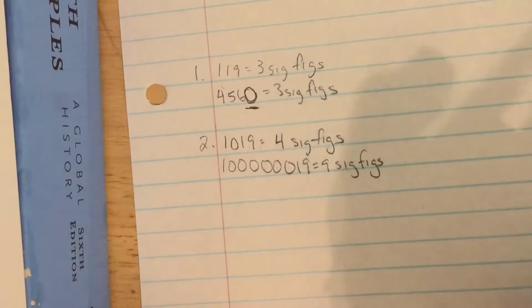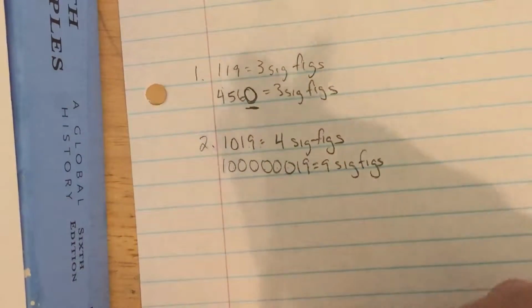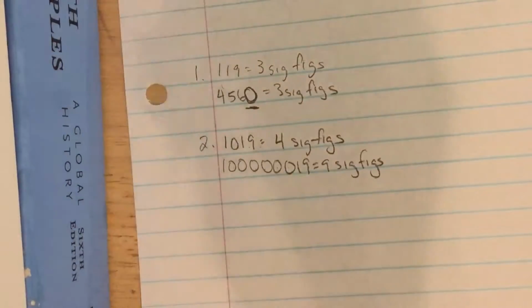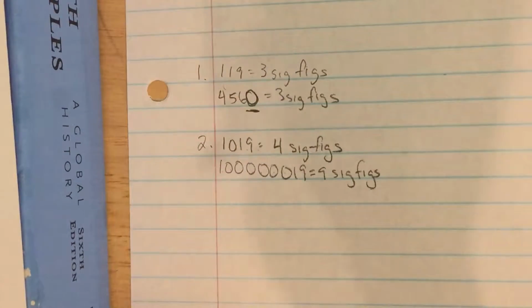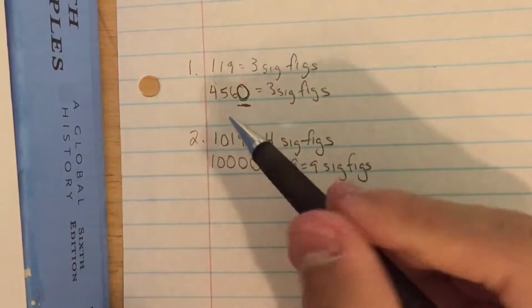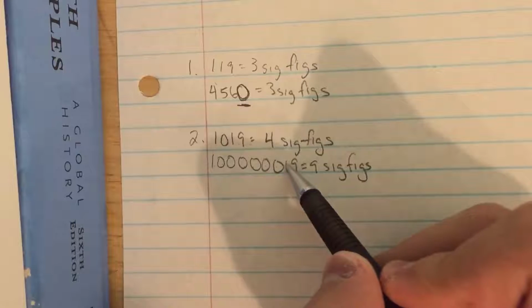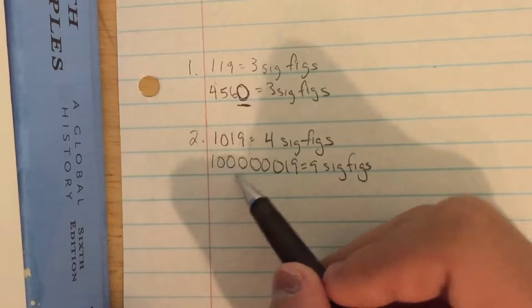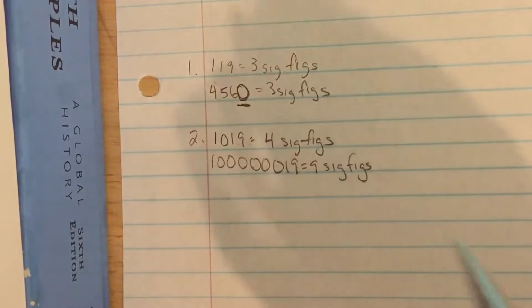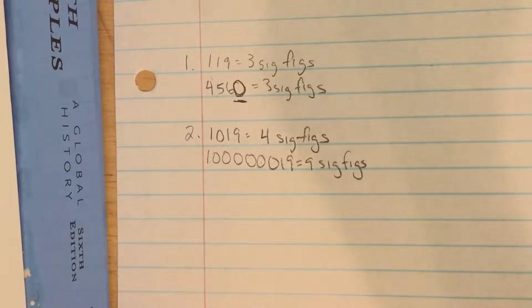Sandwiching is easier to understand, because as you can see here, all of these count. It doesn't matter how far they're spaced away. It just means that they're significant, even if they're sandwiched.